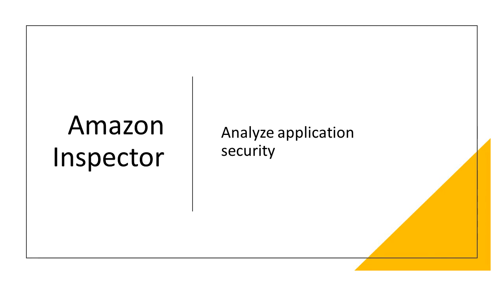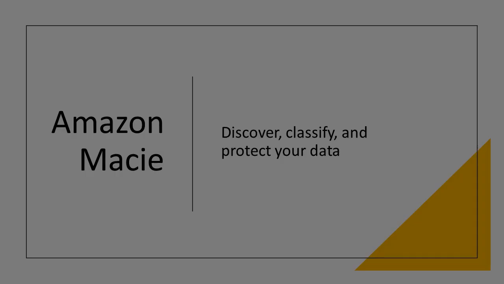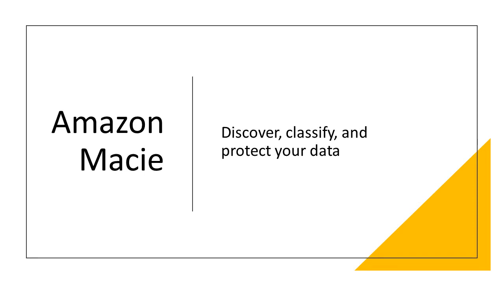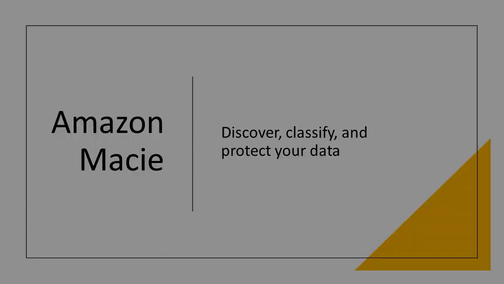Amazon Inspector is an automated security assessment service that helps improve the security and compliance of applications deployed on AWS. Amazon Inspector automatically assesses applications for exposure, vulnerabilities, and deviations from best practices. Amazon Macie Service. Amazon Macie is a fully managed data security and data privacy service that uses machine learning and pattern matching to discover and protect your sensitive data in AWS.